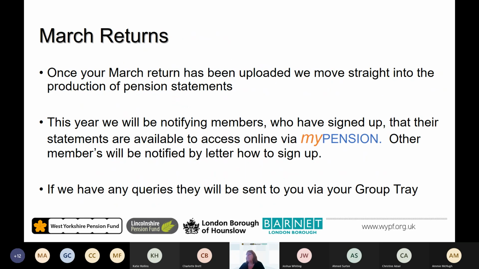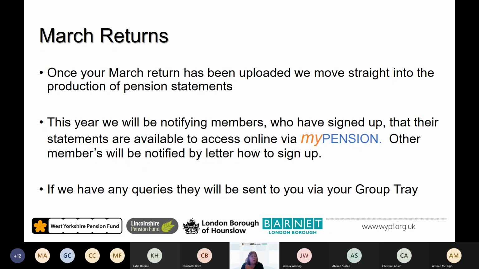So, as I said, once your March return has been uploaded, we move straight into the production of benefit statements or pension statements. So we will again notify members who've already signed up for their My Pensions. We will notify them that their statements are ready to view. For other members who haven't signed up, we will be sending them a letter encouraging them to sign up.